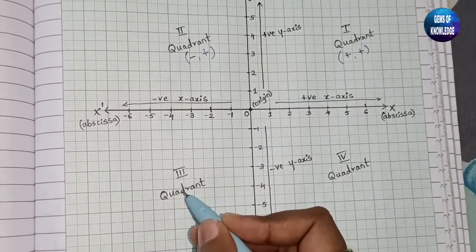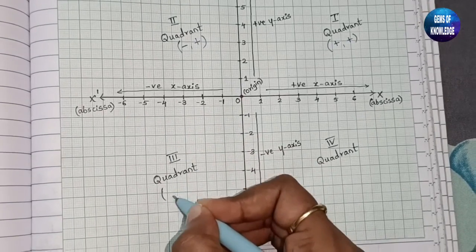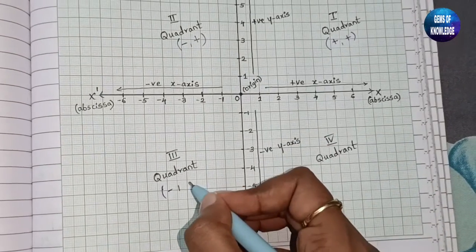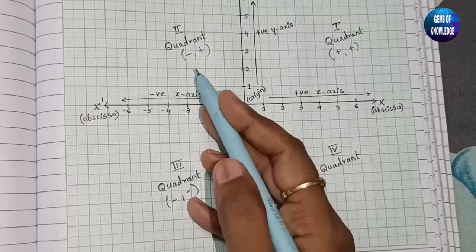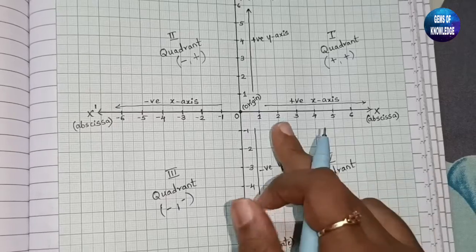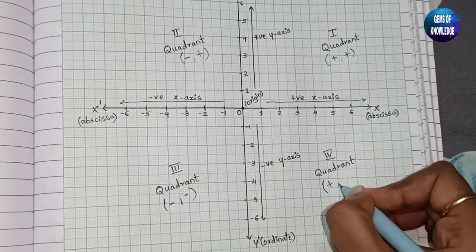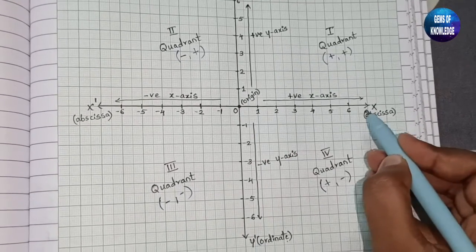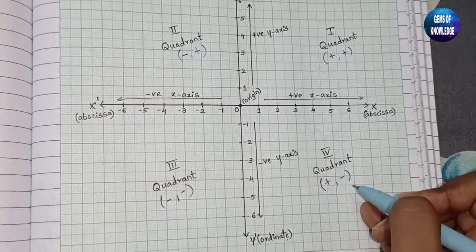Similarly, in the third quadrant, the x-axis is negative and the y-axis is also negative. So you have negative, negative here; negative, positive in the second; positive, positive in the first; and in the fourth quadrant you have one positive and one negative, positive and negative. So always remember, whatever the x value is, it should be written first, followed by the y value.